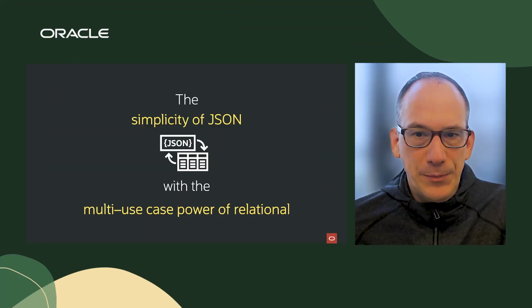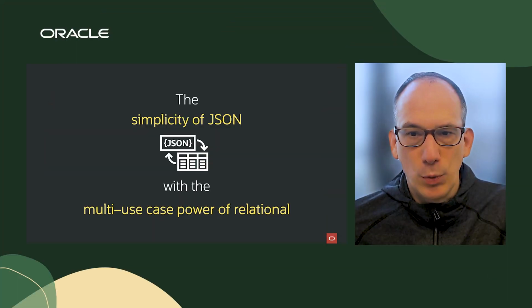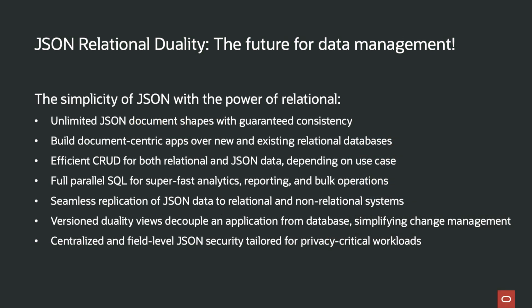This concludes the demo. So now let's do a quick recap about what we've seen. JSON Relational Duality is really the future for data management. It combines the simplicity of JSON with the power of relational. You can have unlimited JSON document shapes with guaranteed consistency among them. You can build document-centric apps over new or existing relational databases. You get efficient CRUD for both relational and JSON data, depending on your use case. You get full parallel SQL for super fast analytics, reporting, or bulk operations.